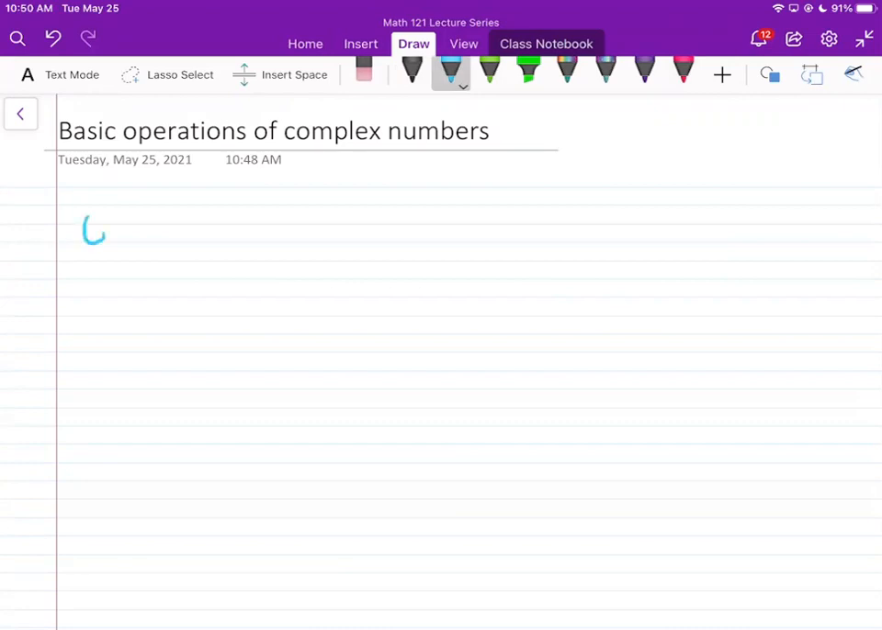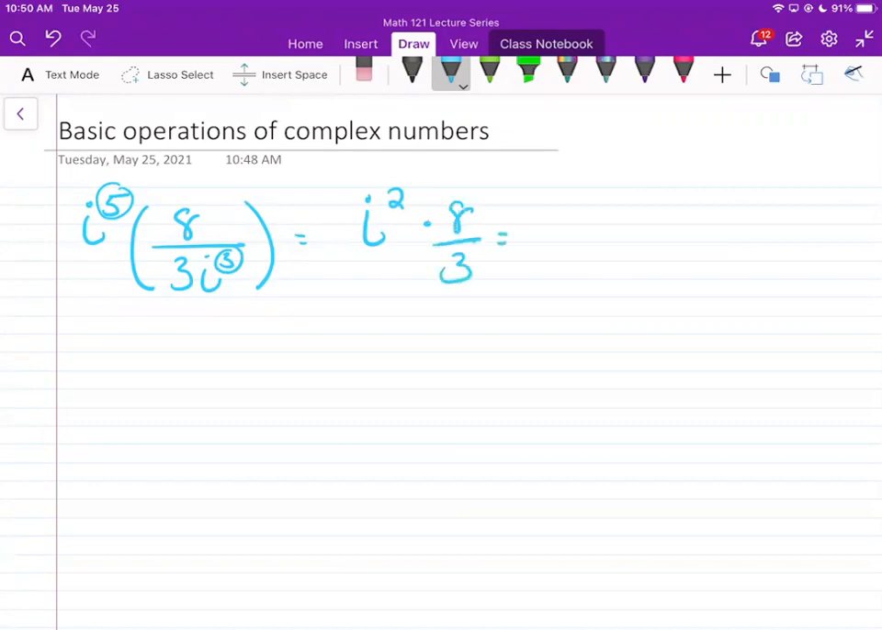So for example, if I have something like i to the fifth times 8 over 3i cubed, notice that these are just exponents, and so we deal with them in the same way we would any variable to an exponent. Here we're dividing, so we're going to subtract these two exponents, and this will become i squared times 8 over 3. From our previous video, we know that i squared is equal to -1, so this becomes -8 thirds. Remember, those four powers of i are the only four you should list in a final answer.